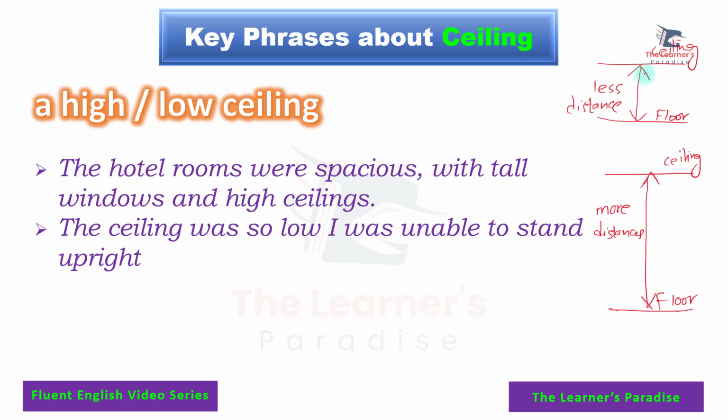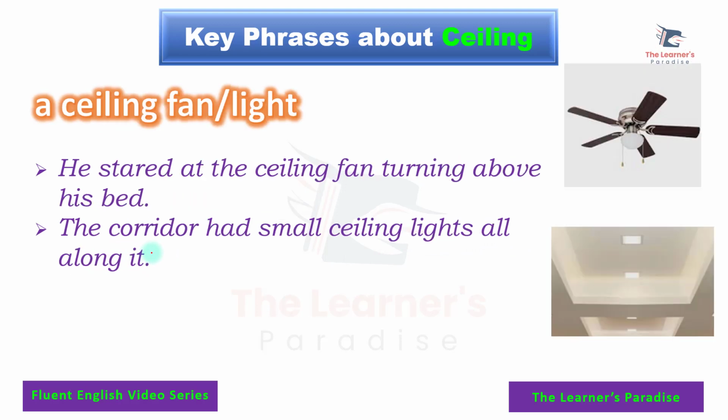So the example sentences are: The hotel rooms were spacious with tall windows and high ceilings. The ceiling was so low I was unable to stand upright. I couldn't stand in a normal position.